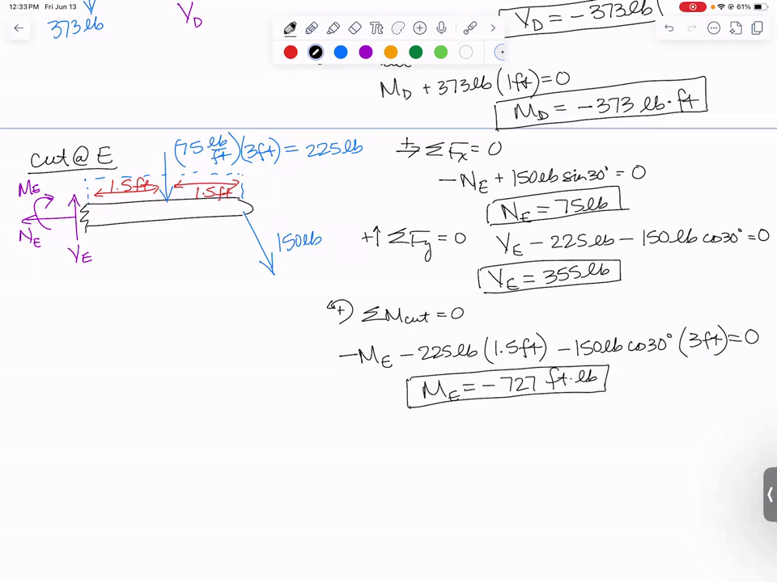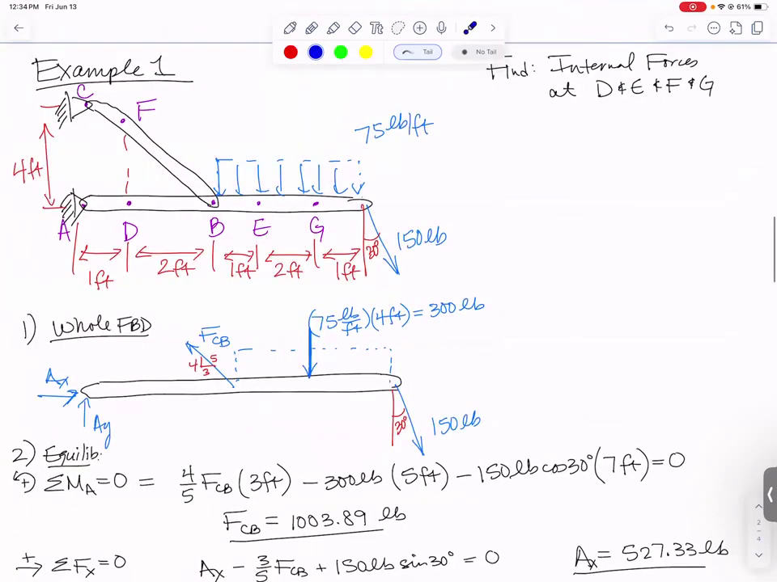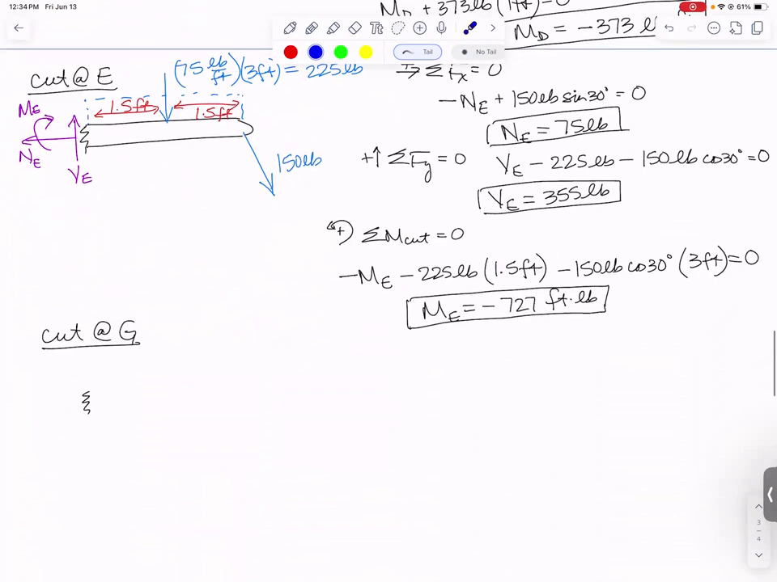Let's cut it open once more at point G. G is just the last little 1 foot. So I'm definitely going to keep everything to the right because it's shorter and simpler. Keeping everything to the right of point G, I've got just a little bit of distributed load. And then I've got the 150 pounds at 30 degrees again. And how big is that force going to be this time? It's going to be 75 pounds per foot times just 1 foot, or a total of 75 pounds.